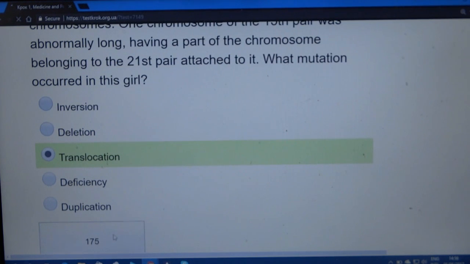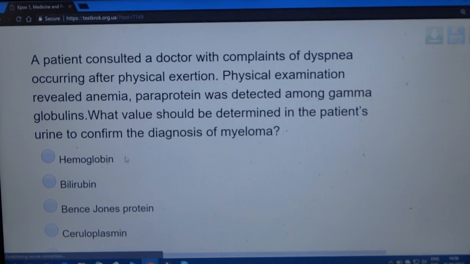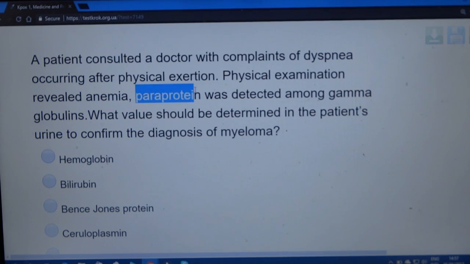Okay. A patient consulted a doctor with complaints of dyspnea occurring after physical exertion. Physical examination revealed anemia. Paraprotein was detected among gamma globulins. This is what you're looking for. What value should be determined in the patient's urine to confirm the diagnosis of myeloma?